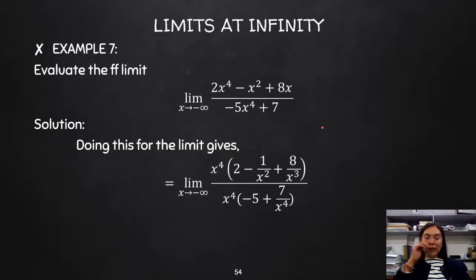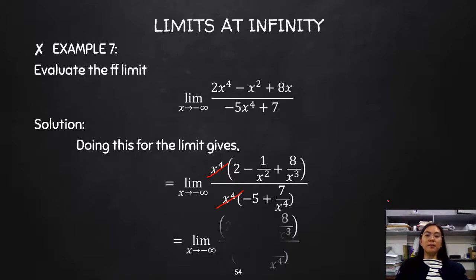So if we do that, we factor out x raised to 4 on both the numerator and the denominator, you will be coming up with this particular equation. And kung ganyan na po yung equation, pwede na po natin siyang i-simplify. We could cancel out x raised to 4 here and then x raised to 4 there. Then you will be left with this particular function.